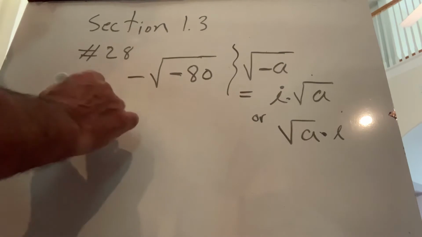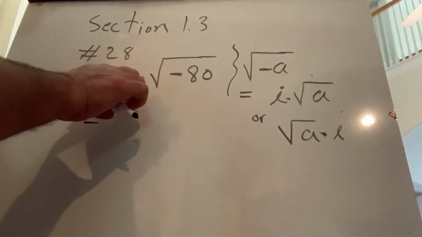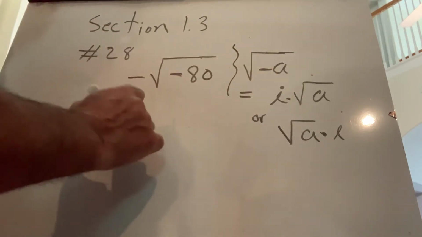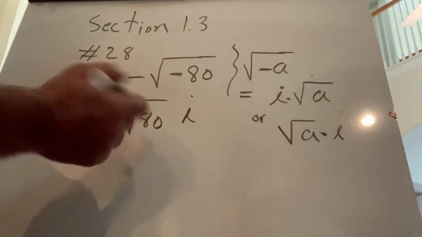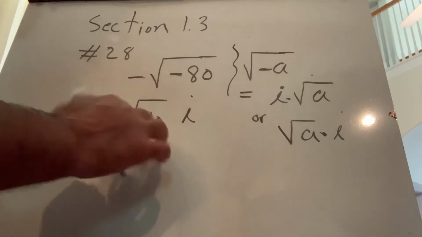So first step, we're going to remove the negative. Now this negative, you have no choice. You're stuck with this negative. That negative you can remove based on this rule. So you can write that as negative square root of 80, and then you bring in the i. Or again, you can put the i in front. It doesn't matter.